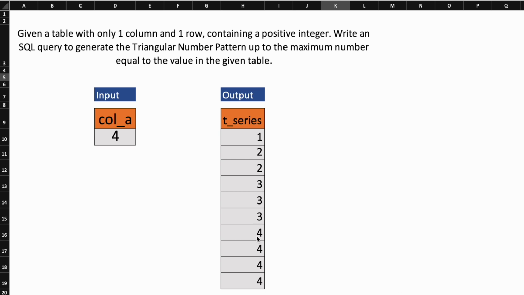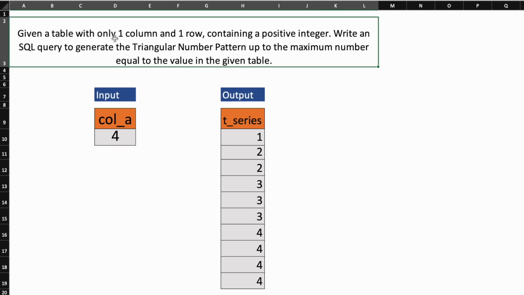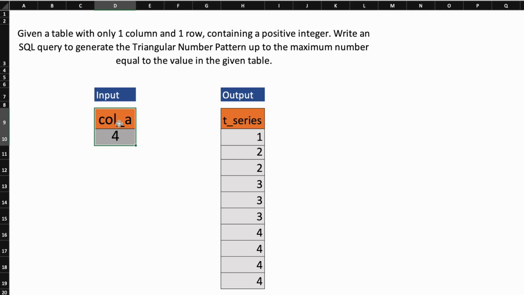The problem statement is we are given a table with only one column and one row containing a positive integer. So this is going to be the given table. It contains only one column named column A, and only one row with a positive integer. And we need to write an SQL query to generate the triangular number pattern up to the maximum number equal to the value in the given table.